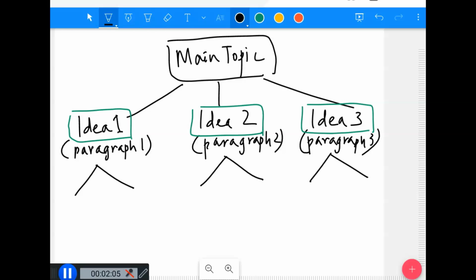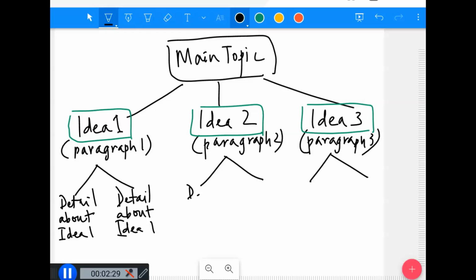Now let's identify 2 or 3 main things that we want to talk about for each idea, right? So for example, you have details about idea 1 and you have another detail about idea 1. You can't just talk with only one detail. You need to talk about a couple of different things at least to highlight each idea. We do the same thing for the second idea, which is the second paragraph. So we talk about at least a couple of different things that are related to the second idea.